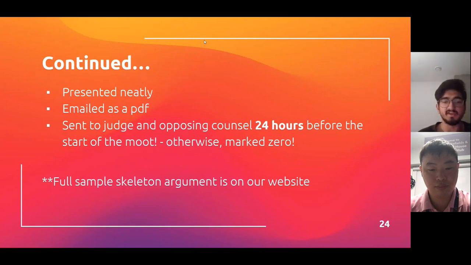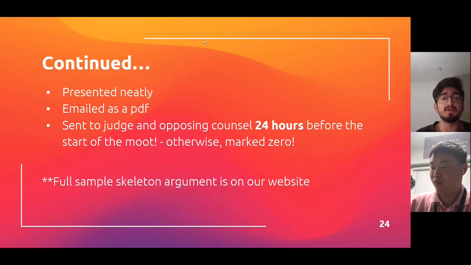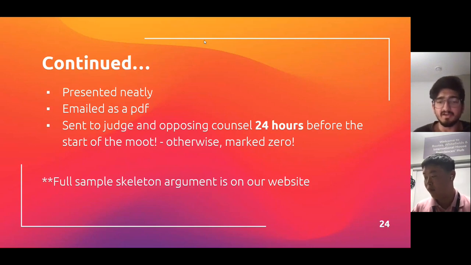Again, as I mentioned before, presentation is key. So make sure to give yourself enough time to present the skeleton neatly and coherently. Make sure to email it as a PDF both to your judge and your opponents at least 24 hours before the start of the moot. This is a hard deadline, and it would be a massive shame if the main reason why you may not have progressed is because you missed that 24-hour deadline.